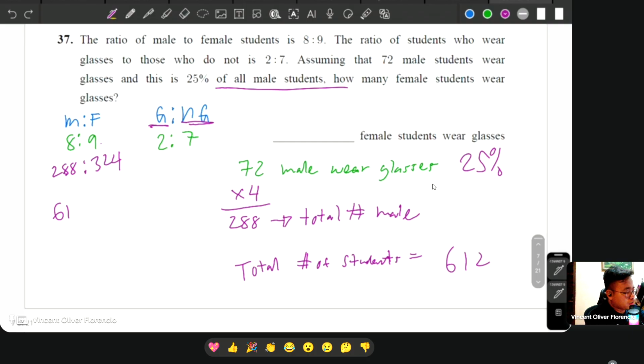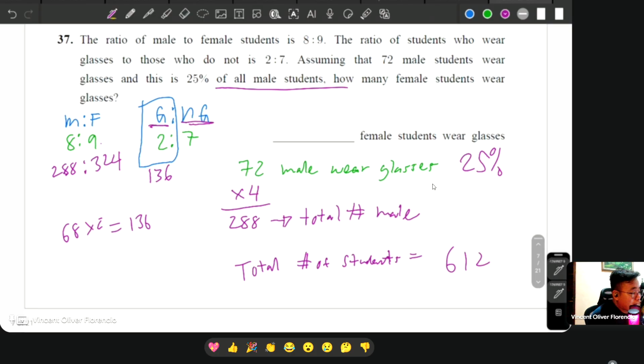My mental is not working right now. So 612 divided by 9. We are going to have here 6, right? 6 times 9 is going to be 54. Subtraction, it's going to be 7. So 68. It means that every portion here is equal to 68. Now let's focus here. If every portion is 68, so 68 times 2 will give us 136. It means to say that in total, those who are wearing glasses are 136.